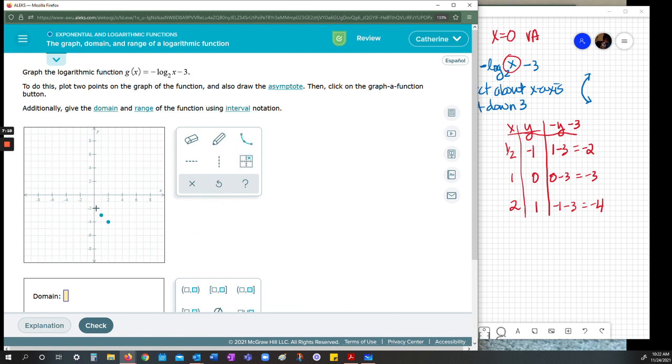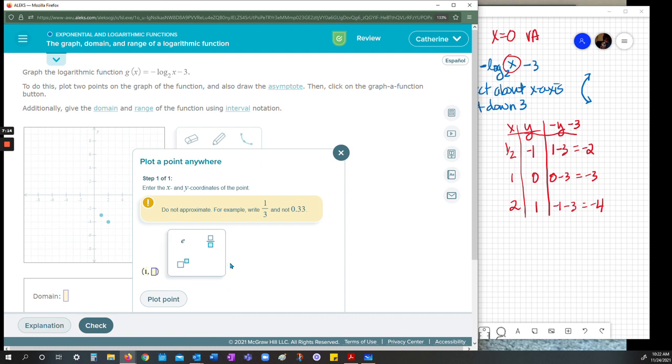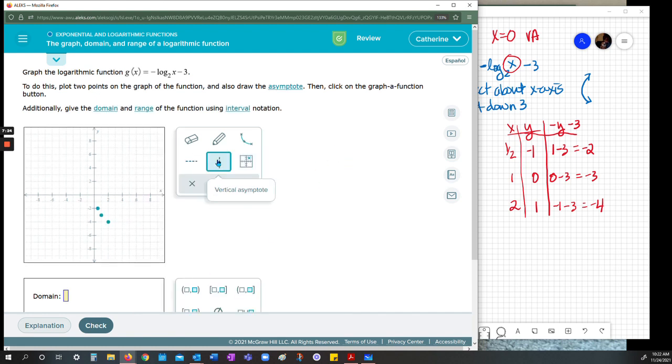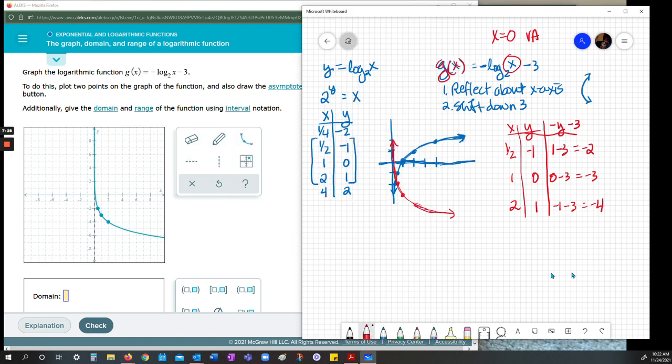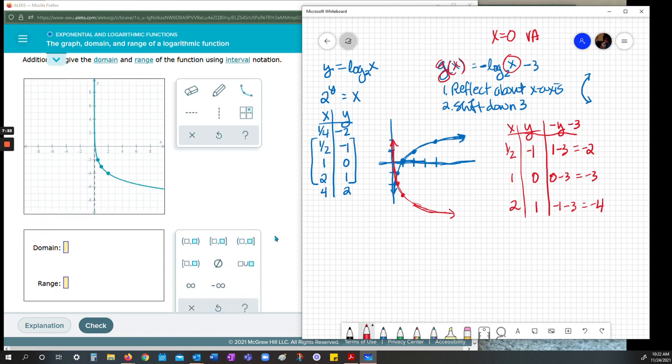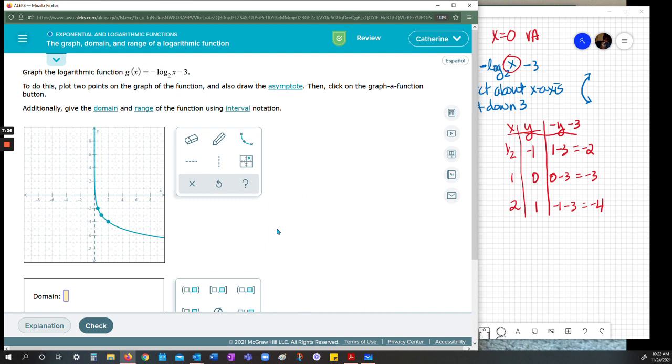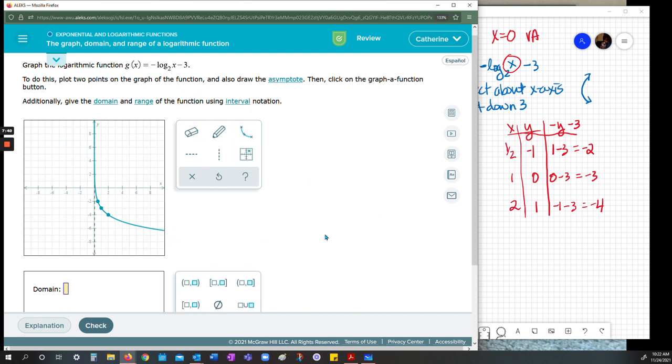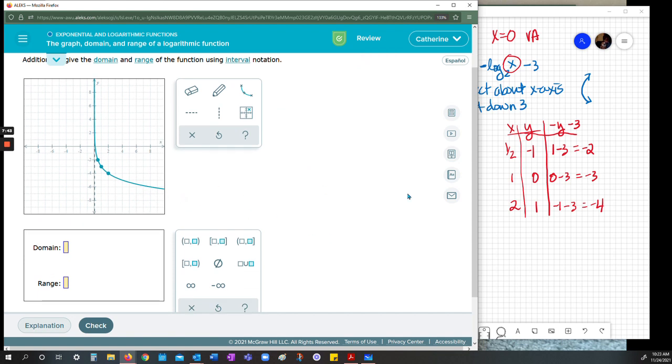Oh, I thought it would stay there. Okay, I have to click plot point, I guess. I suppose that makes sense. Negative 2. There. Okay, and then vertical asymptote and graph a function. And that looks like this red one, right? So that looks good. And so you can check it with a graphing calculator, even if you're not sure how to put in log base 2, just use natural log, and it should be pretty similar to that.